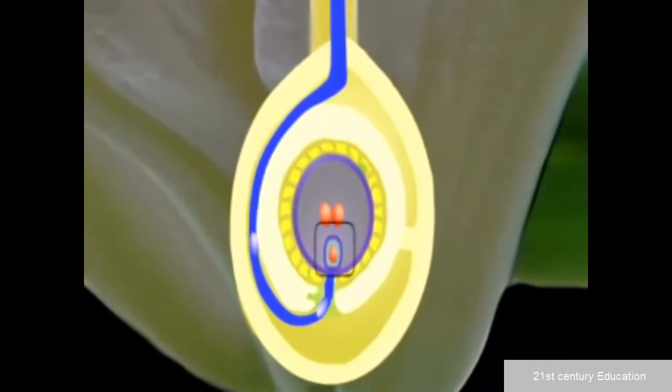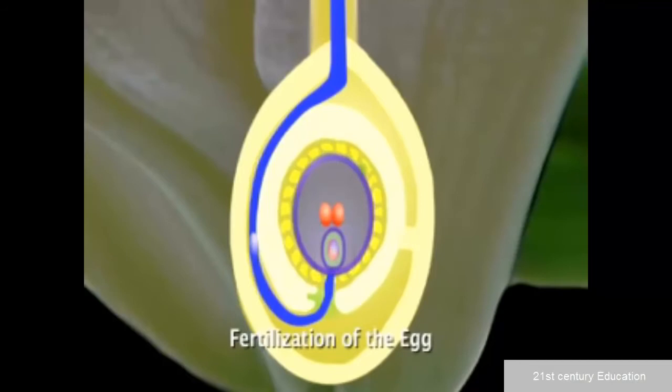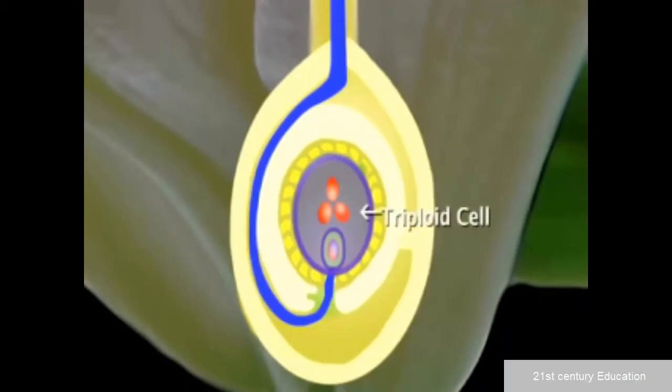In the first fertilization, one of the sperm cells fertilizes the egg cell, forming a diploid zygote, which will grow into the seed's embryo. In the second fertilization, the other sperm cell fertilizes the cell with the two polar nuclei. This results in a triploid cell.